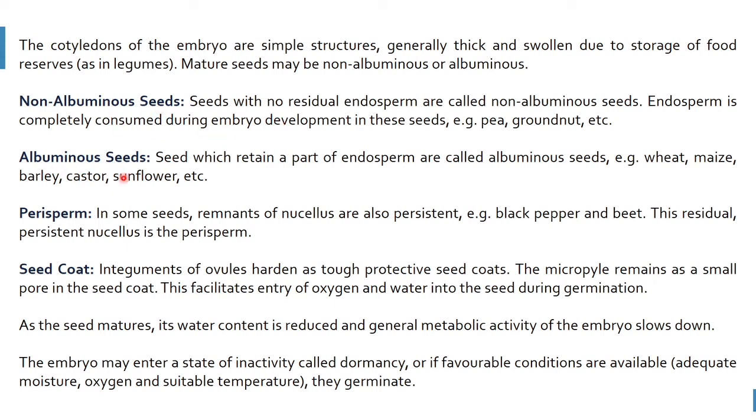On the other hand, there are albuminous seeds, which retain a part of endosperm, for example wheat, maize, barley, castor, sunflower. Wheat and maize are monocots, so they contain a part of endosperm. Then there is a term called perisperm. In some seeds there are remnants of nucellus which are also persistent, like black pepper and beet.